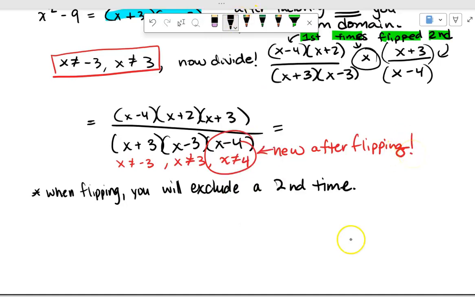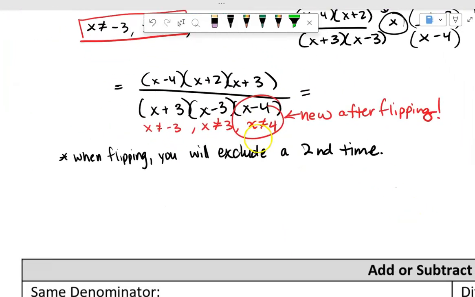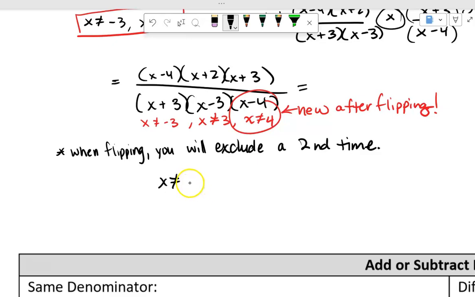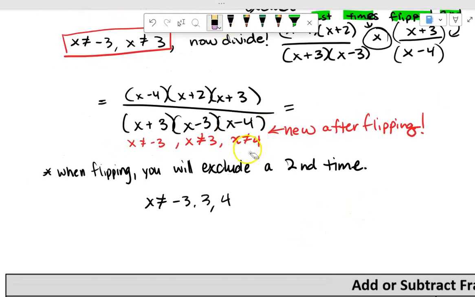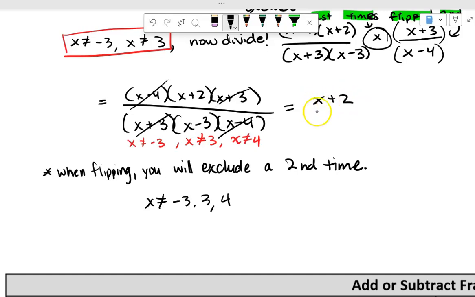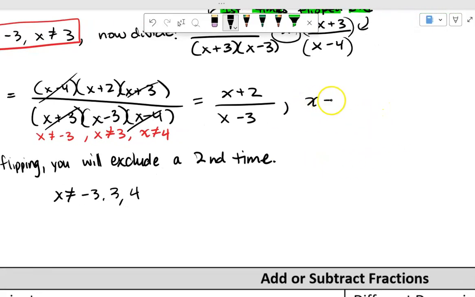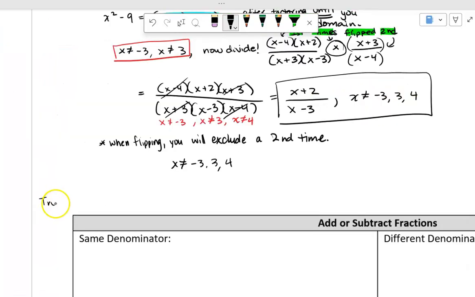So my final exclusion is that x is not going to be -3, +3, or +4. So I need to know that. The next thing I need to keep in mind is that I can cancel stuff. I can cancel matching factors on top and bottom now that it's in factored form. So this is x plus 2 on top, x minus 3 on bottom. And don't forget that x is not allowed to be -3, +3, or +4.